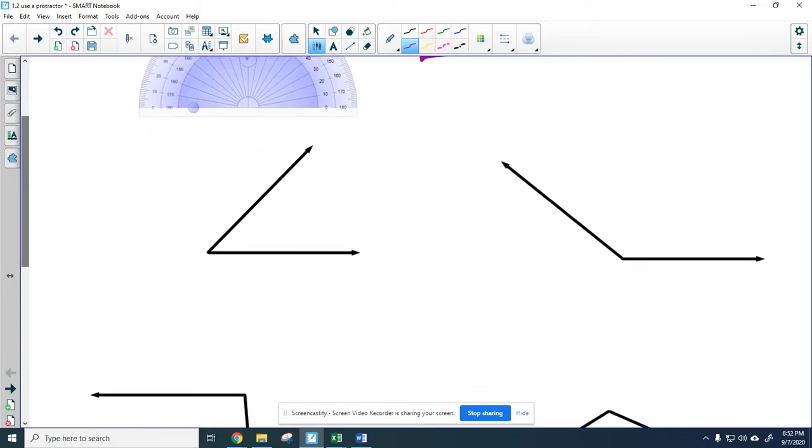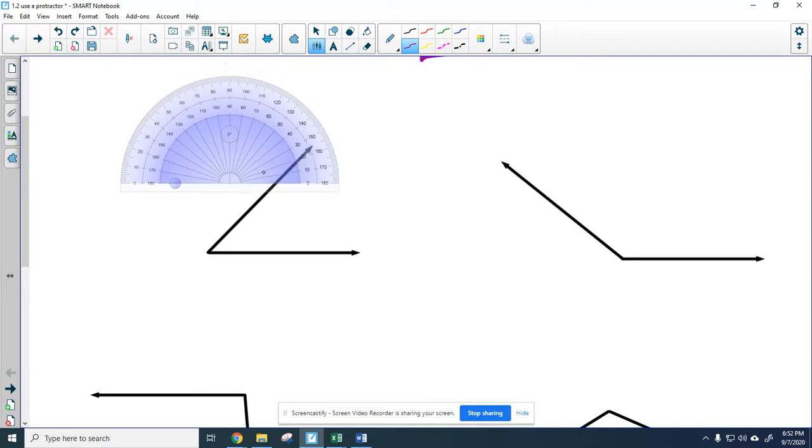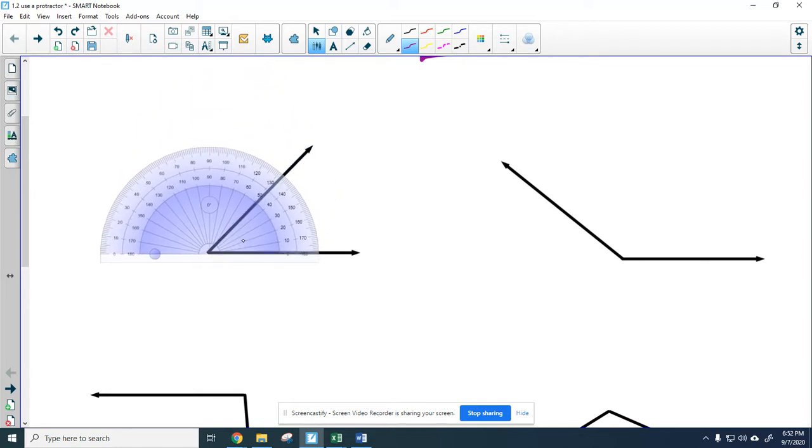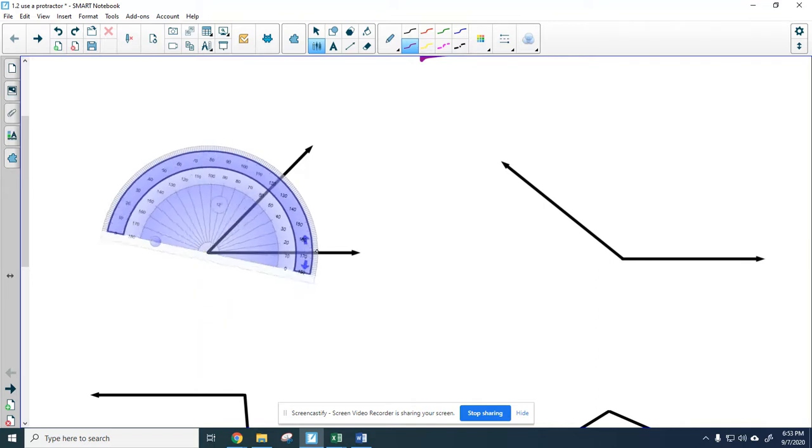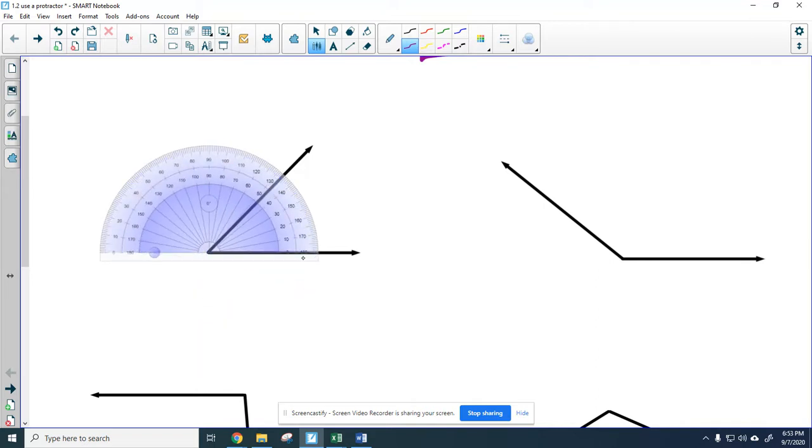Okay, so let's try our first one here. We're going to take our protractor and put the center on the vertex of the angle. That's step 1. Step 2, now this is already done for me, but step 2 is to line up one side of the angle with 0. I could, if I wanted, line up this side with 0, and I would still get the exact same measure. But since it was already set up here for me, I'm going to use 0 this way.